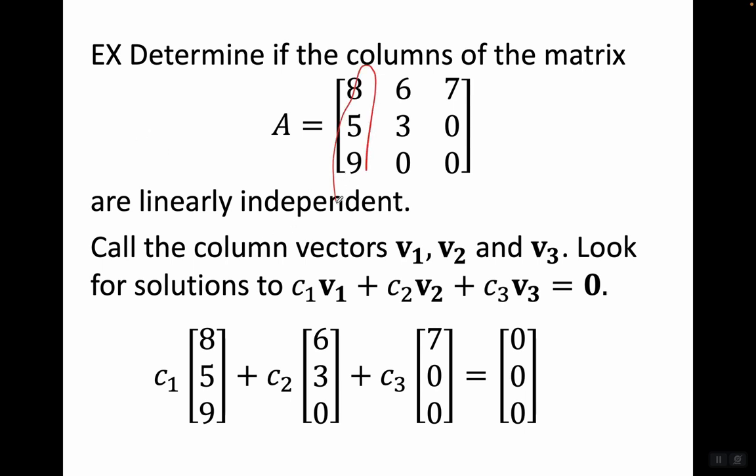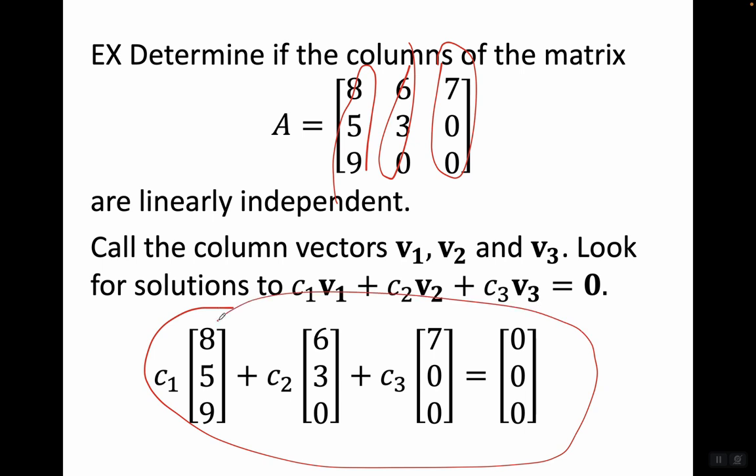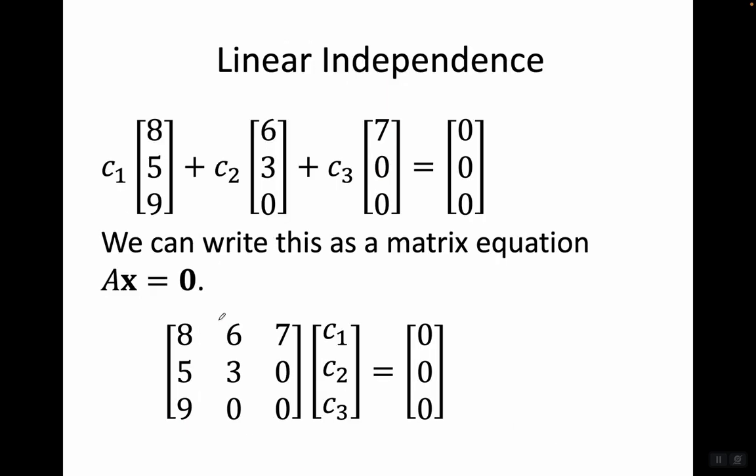Well, let's look at these columns: 8, 5, 9, 6, 3, 0, 7, 0, 0. Let's call those column vectors v1, v2, and v3. We're going to look for solutions for c1 v1 plus c2 v2 plus c3 v3 equals 0. So in other words, we're looking for solutions to that. Are there non-trivial solutions, or are the only solutions c1 equals 0, c2 equals 0, c3 equals 0?